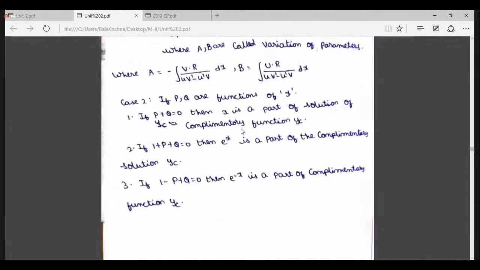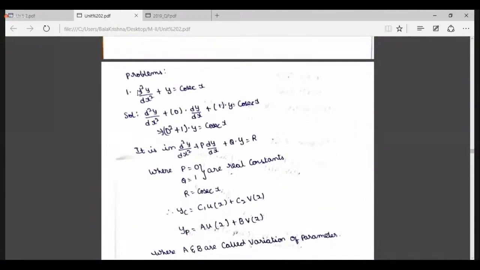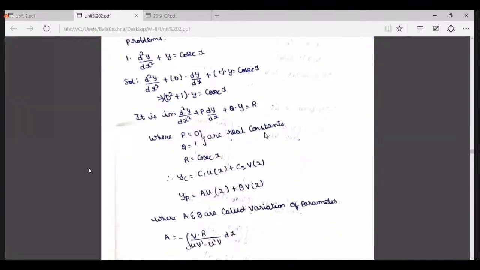So here, if directly he asks you to solve this equation by the variable separable method, then only you should use that procedure. Otherwise not. So if you see this question, d square y by dx square plus p y is given as 0, and q is given as 1, r is given as cosecant x, right?